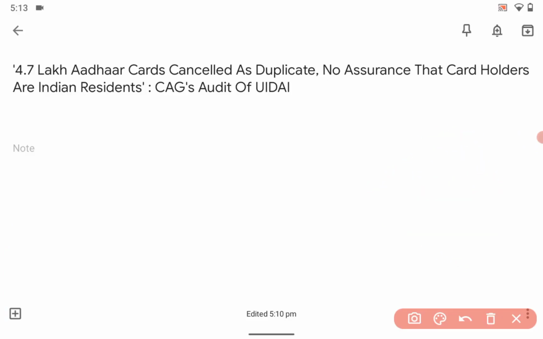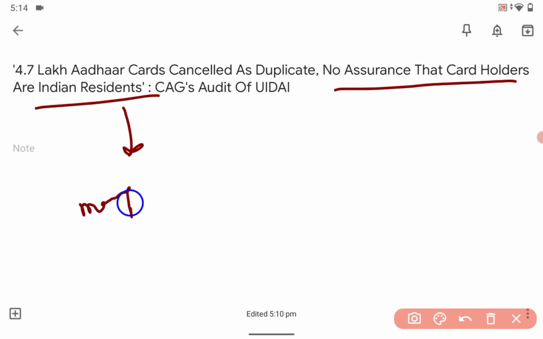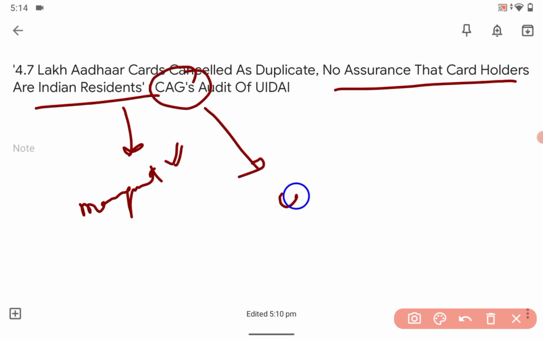So guys, you already know what is written there. Four points: Aadhaar cards cancelled as duplicates, and no assurance that the cardholders are Indian residents. Why is this happening? Before going into that, I'm telling you the management is not good. As you know, who is auditing the UIDAI? The CAG.